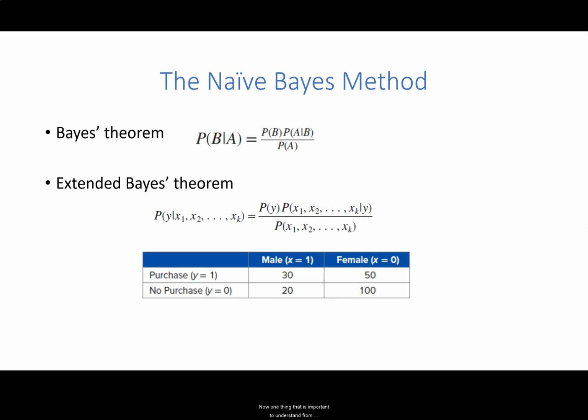Now, one thing that is important to understand from the Bayesian classifier is the Bayes theorem, which is described in this formula. Bayes' theorem states that the conditional probability of B given A can be calculated as the overall probability of B multiplied by the conditional probability of A given B divided by the overall probability of A. The derivation of the formula is beyond the scope of this class. We will just use the formula here.